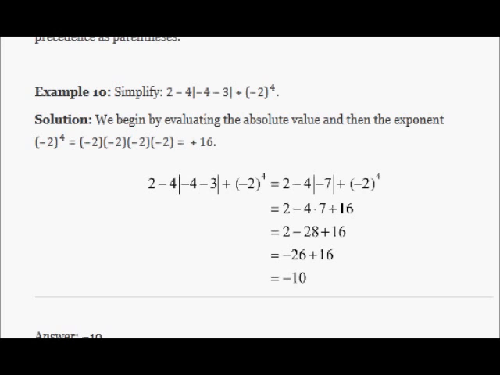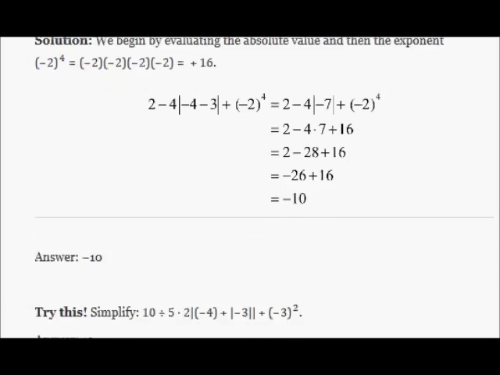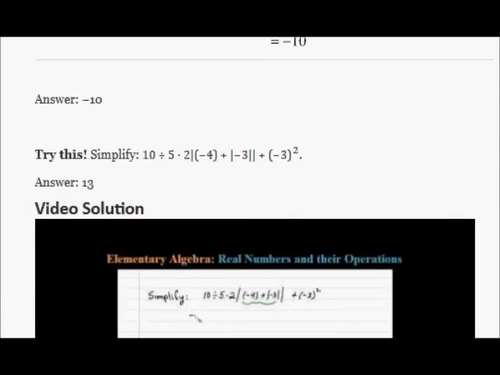Okay, so now inside the absolute value sign, you have -7. The absolute value of that is +7. That's being multiplied, so you have subtraction, multiplication, and addition. The multiplication takes precedence, right? So you have 4 times 7, that's 28. 2 minus 28 is -26, and you add 16 to that, and you get -10. Okay, so there's your answer there.